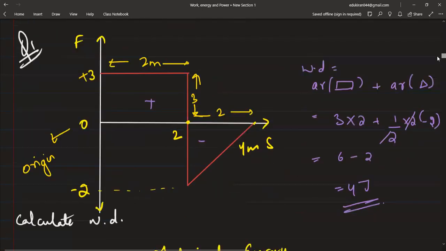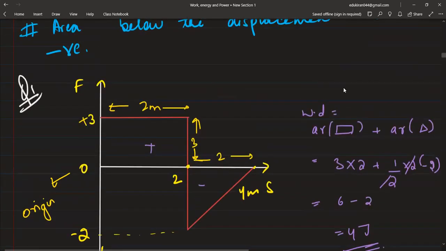Then we were at the graphical method. We had seen that for calculation, we calculate the area under the graph. If the shape is above the axis, we take it as positive. If it is below the axis, then we take it as negative.